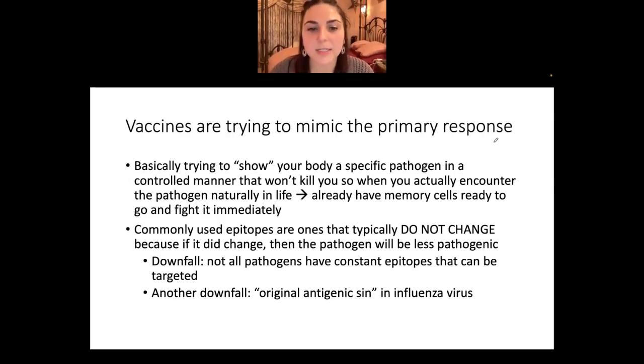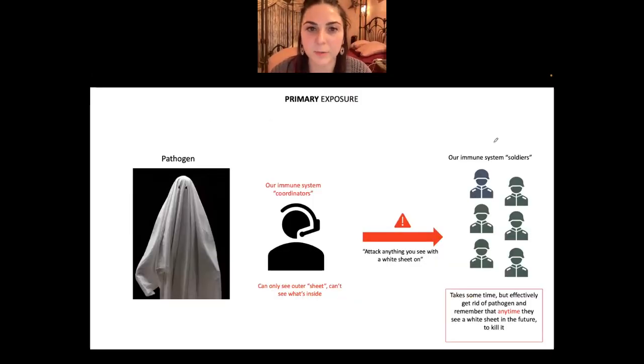Okay, and then the second part is this idea of original antigenic sin, specifically with the influenza virus. So we're going to talk about this. Here's a dumbed down version of the primary and secondary response. Here is your pathogen. Imagine your pathogen as a ghost wearing a white sheet. The only thing that your immune system can see is this white sheet. That's all it can see.